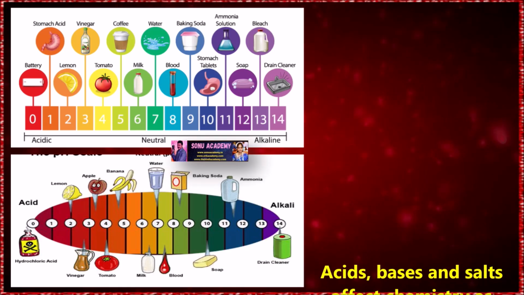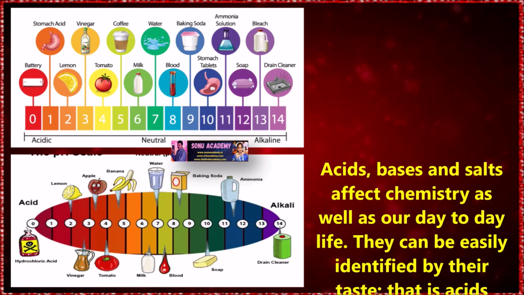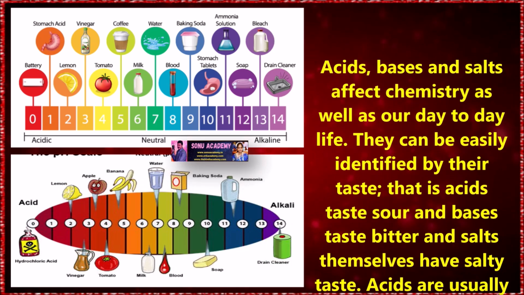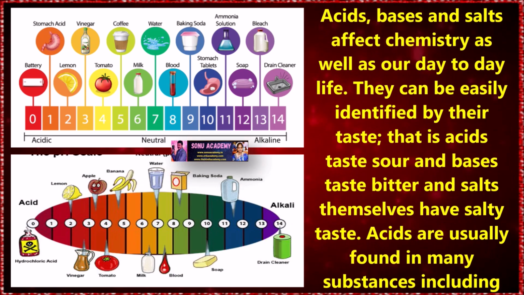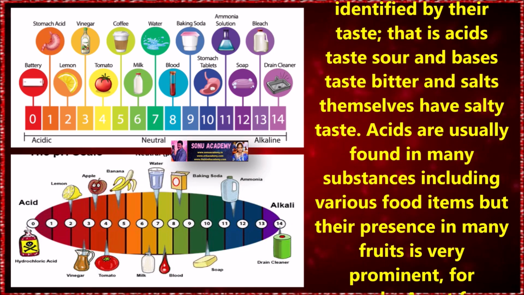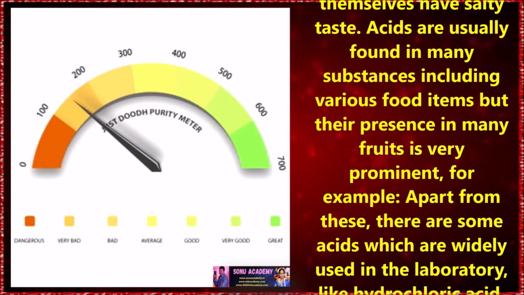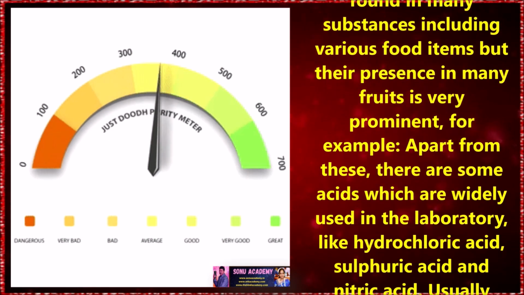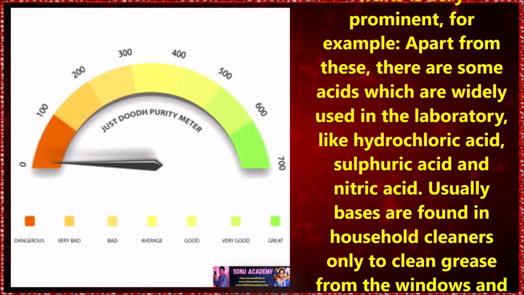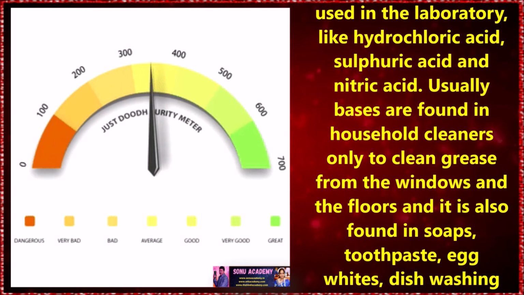Children, let us discuss the properties of acids, bases, and salts. Acids, bases, and salts affect chemistry as well as our day-to-day life. They can be easily identified by their taste: acids taste sour, bases taste bitter, and salts themselves have a salty taste. Acids are found in many substances including various food items, but their presence in many fruits is very prominent. Some acids are widely used in the laboratory, like hydrochloric acid, sulfuric acid, and nitric acid.